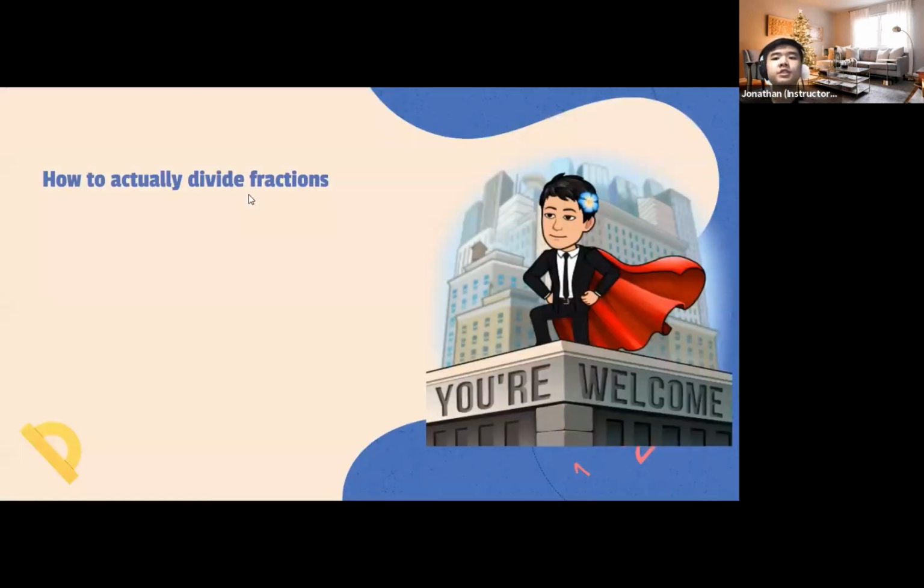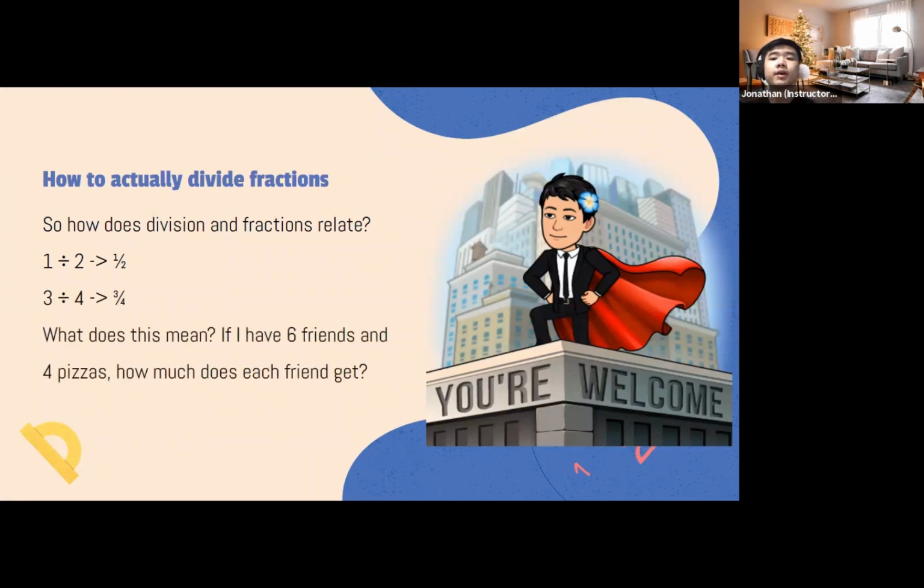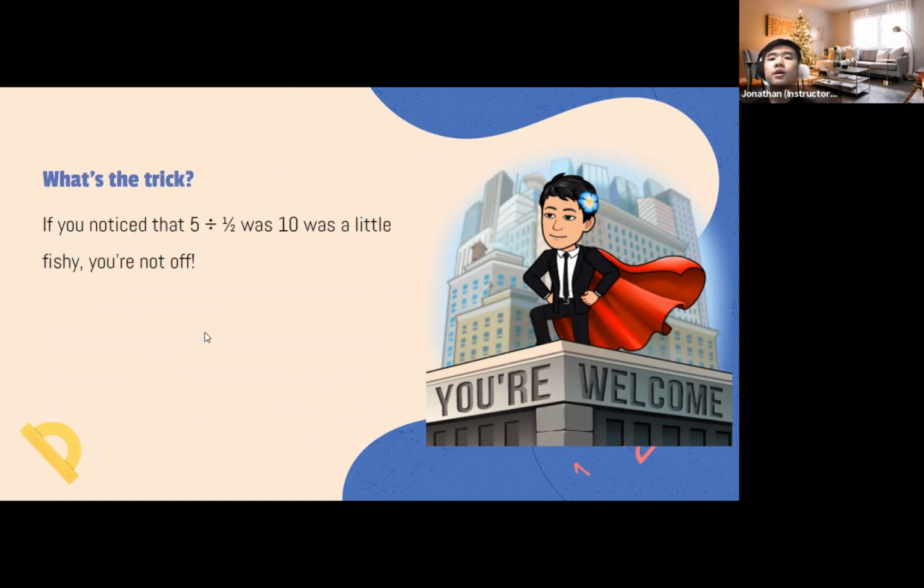So division and fractions are basically the same thing. So 1 divided by 2 is equal to 1/2. 3 divided by 4 is 3/4. So what does that mean? If I have 6 friends and 4 pizzas, how much does each friend get? They get 4/6 of a pizza. And that's obvious, right? We already talked about that.